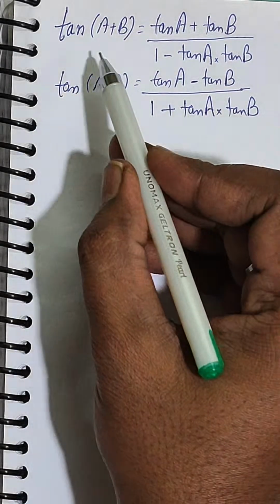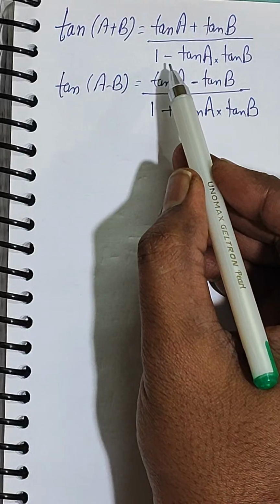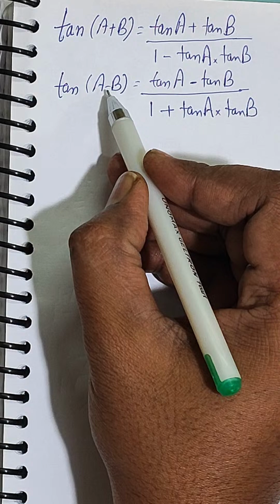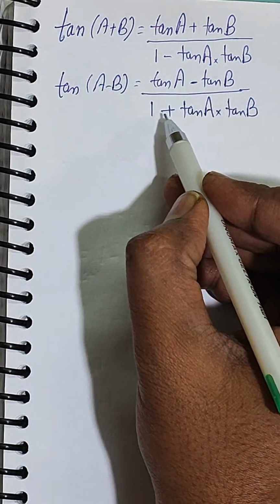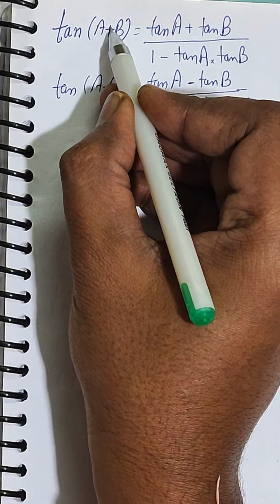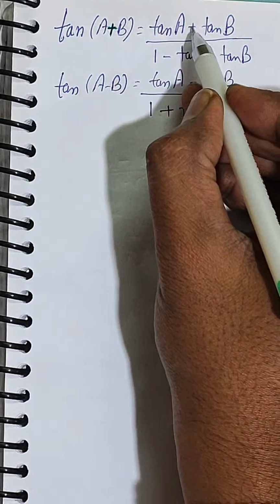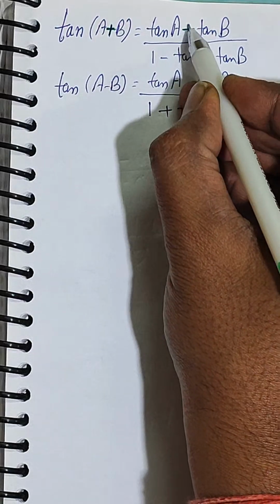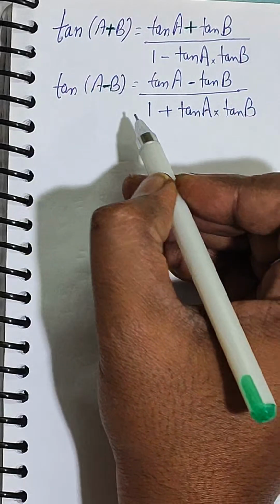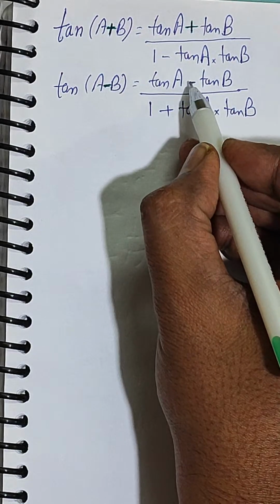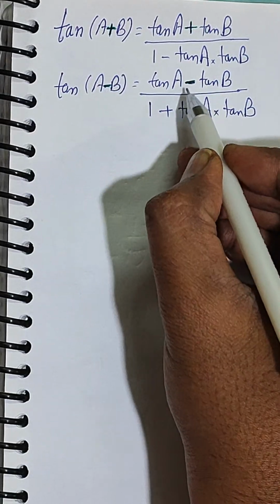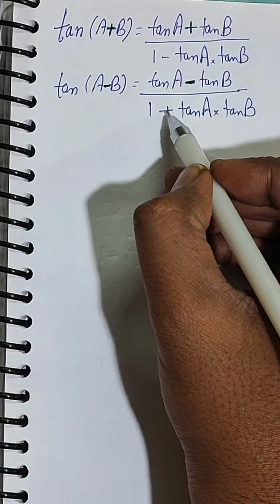Tan A plus B can be written as tan A plus tan B divided by 1 minus tan A tan B, and similarly tan A minus B can be written as tan A minus tan B divided by 1 plus tan A tan B. So make sure that if there is an addition sign between A and B, then in the numerator it will be a plus, and if there is a negative sign between A and B in tan A minus B, then in the numerator it will be tan A minus tan B, right? And in the denominator, the reverse of that, just to remember.